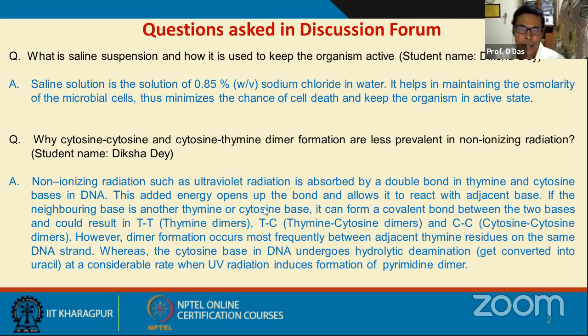The first question asks: what is saline suspension and how is it used to keep the organism active? This question was asked by Diksha Day. Now, let me tell you that it is not saline suspension, it is saline solution. How do we prepare the saline solution? By making a sodium chloride solution. We know sodium chloride is soluble in water. The saline solution is prepared at a concentration of 0.85% weight by volume. That means 0.85 grams of sodium chloride per 100 milliliters of the solution. We make the solution, sterilize it, and in that we prepare the cell culture.